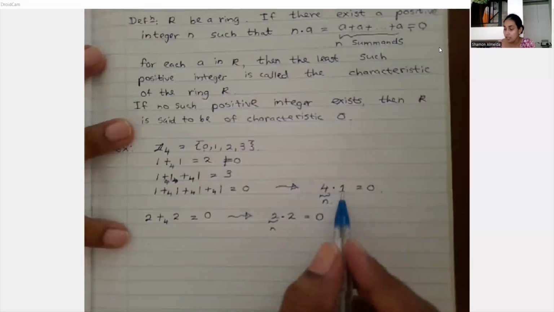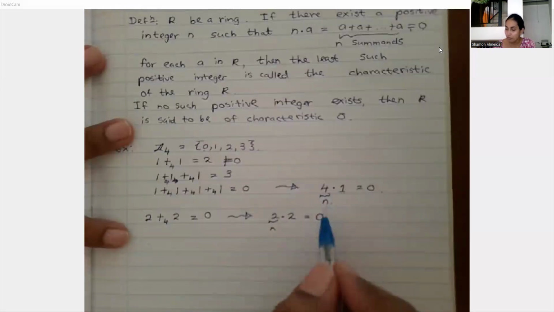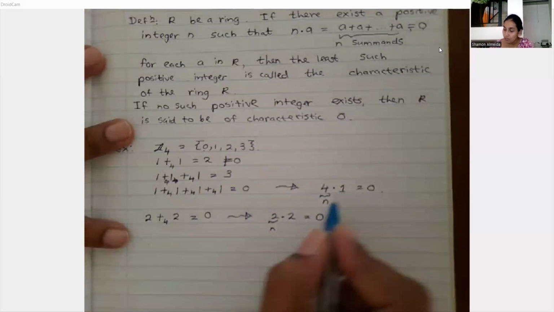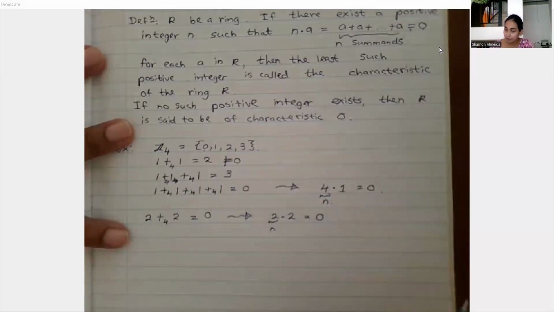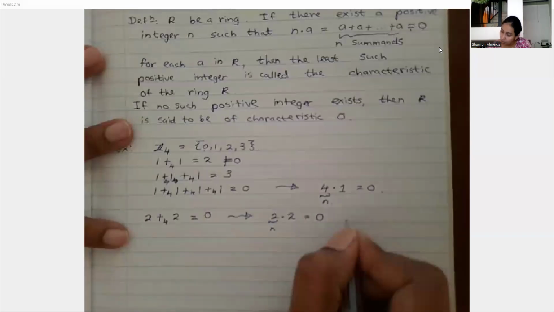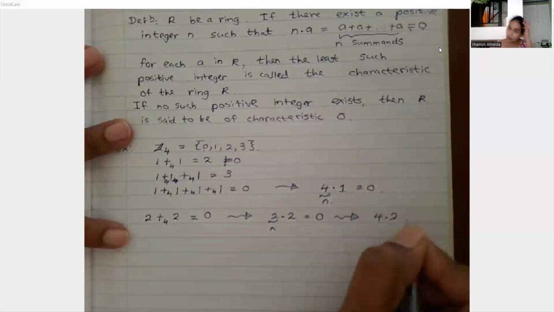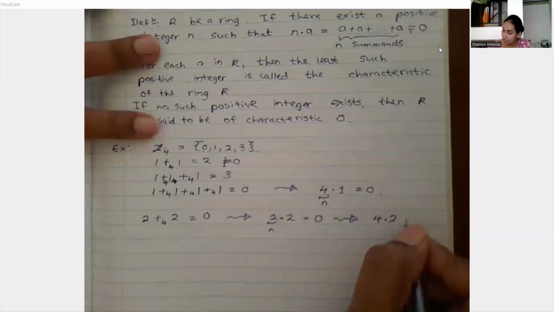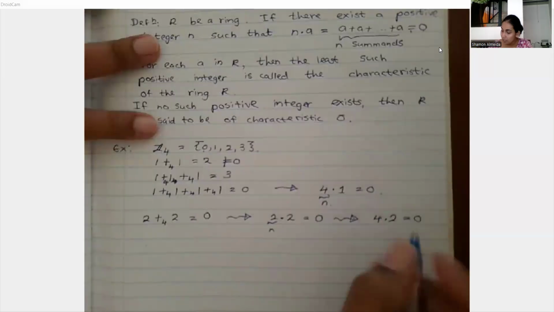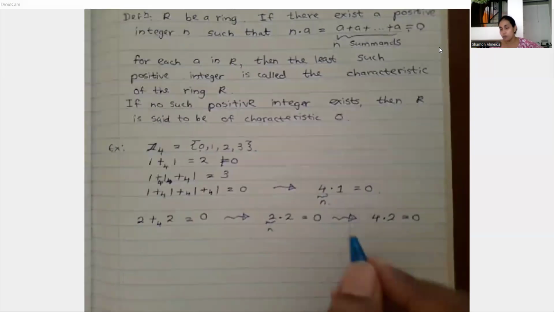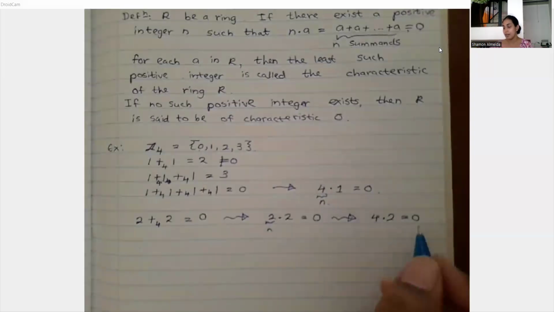For 1, the n value is simply 4, not 2. 2 times 1 is simply 2. 4 times 1 is, however, 0. Right? Now, when it comes to 2, 2 times 2 is 0, but also 4 times 2, that means you are adding 2 four times. What you get is 0. So if n over here is replaced by 4 for the element 2, we once again get this to be 0.